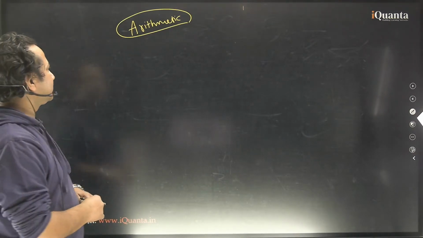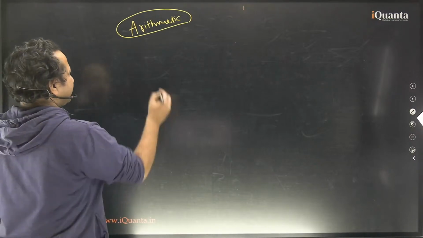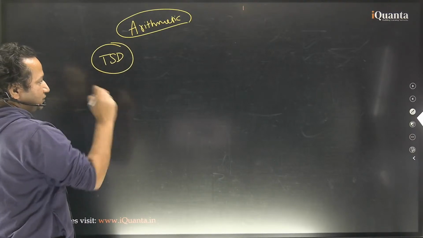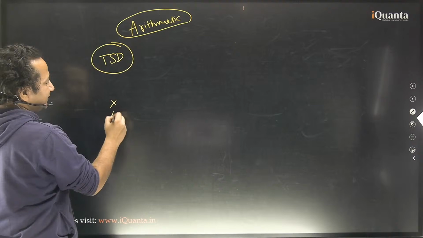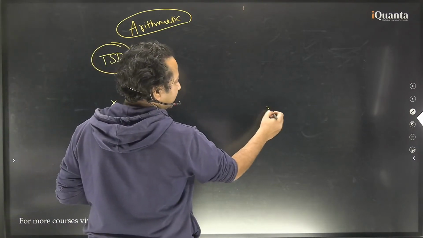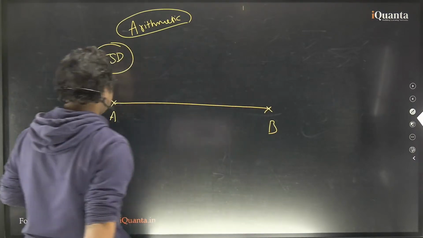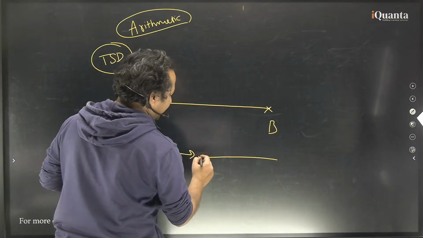Okay, so in this case there is a shortcut of time, speed and distance. So what happens, you must have seen questions like this. There are two endpoints, like one is let's say A and the other one is let's say B. These are 2 points. All right, and two guys are moving, one is moving from A to B and other is moving from B to A.